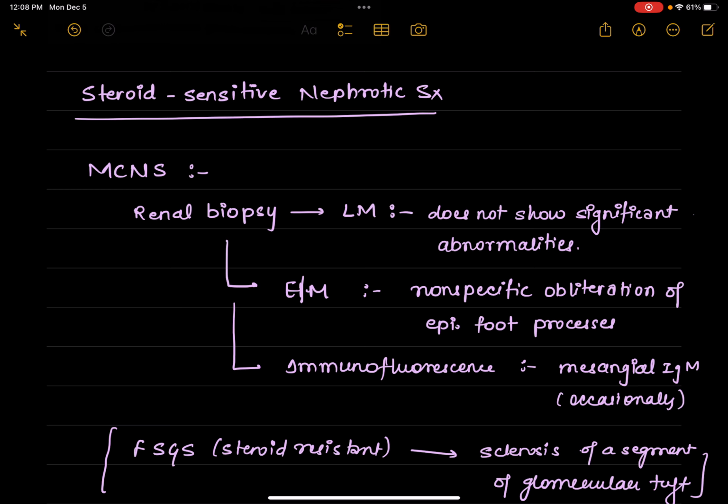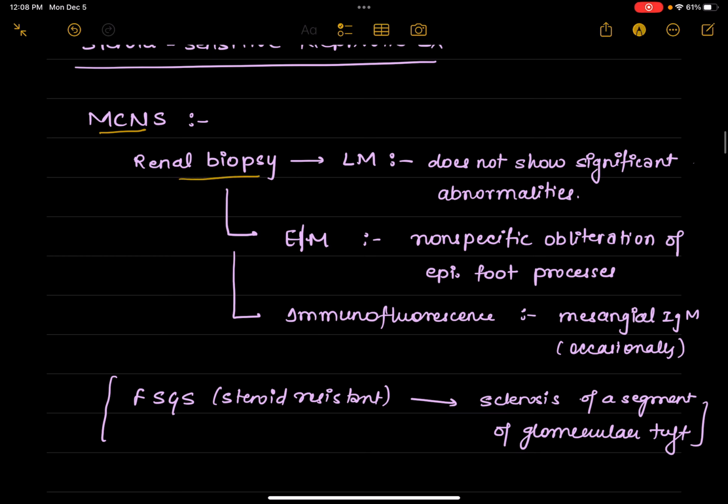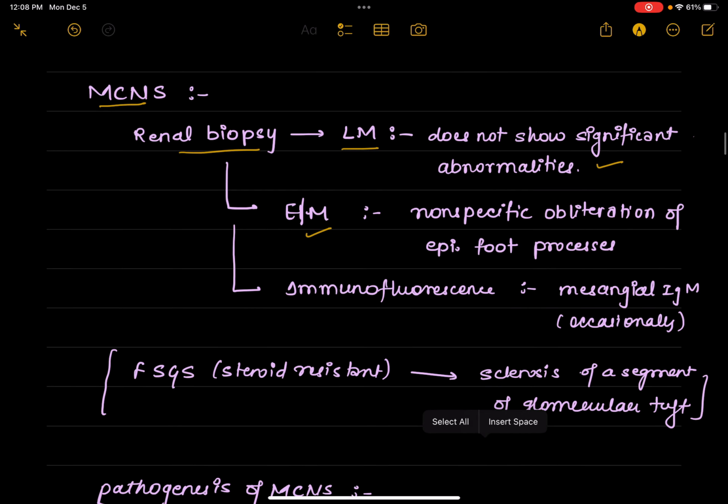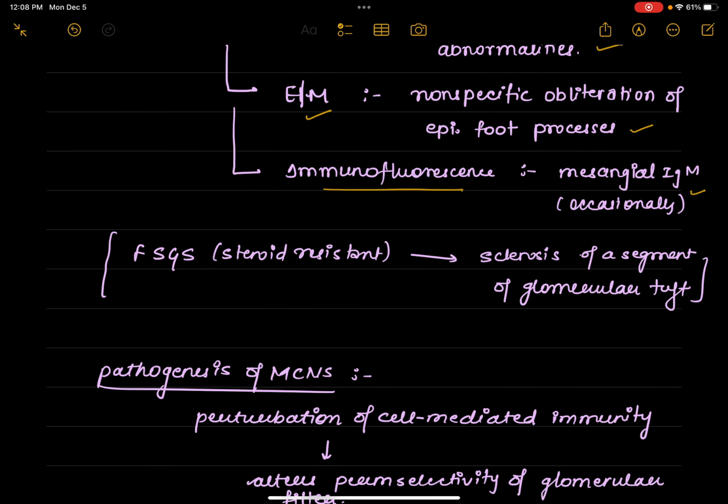So minimal change nephrotic syndrome is steroid sensitive nephrotic syndrome. When we do renal biopsy, light microscopy doesn't show significant abnormalities. In electron microscopy, we can see non-specific obliteration of epithelial foot processes, and in immunofluorescence we can see mesangial IgM, and C3 is also seen occasionally. In focal segmental glomerulosclerosis, which is steroid resistant, there is sclerosis of a segment of the glomerular tuft.